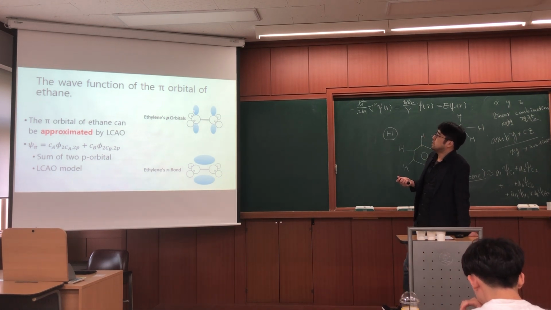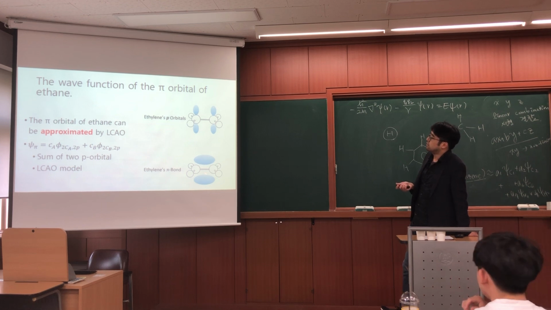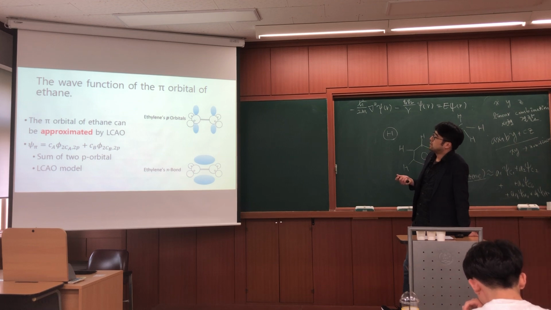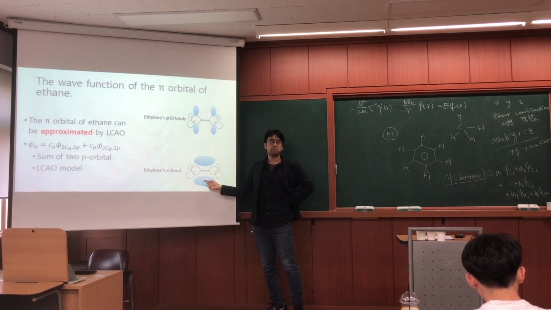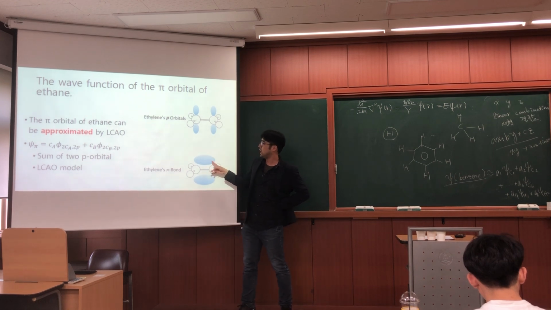So let's take a look at another example. Let's assume that we are interested in the pi orbital of ethylene. As you all know, ethylene looks like this, and it has a double bond because of 1 sigma bond here and 1 pi bond here, right? Then what is the origin of this pi bond? This is the pi bond between these two, right?